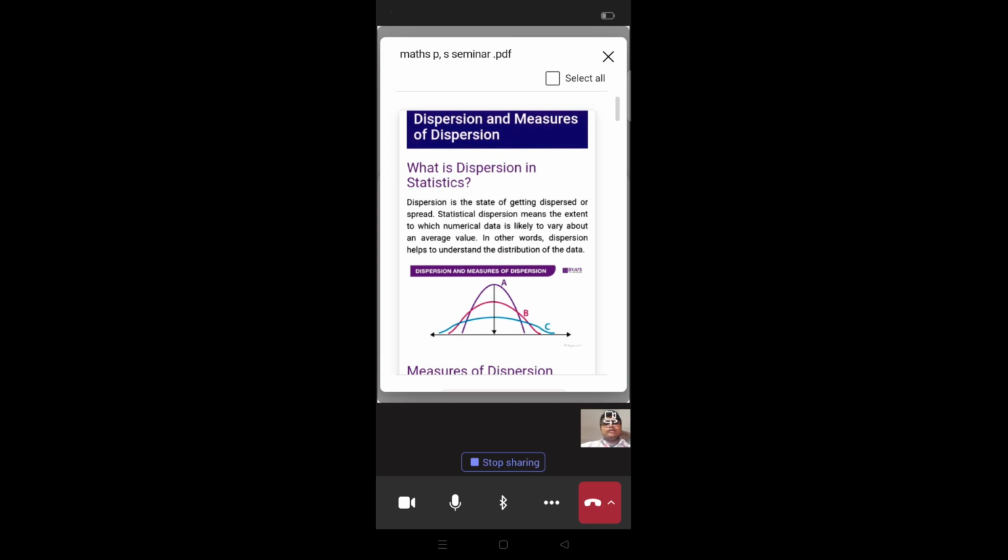Today I am going to give a seminar presentation about probability and statistics in the topic of methods of dispersion. So let's move to the seminar. Dispersion and methods of dispersion.